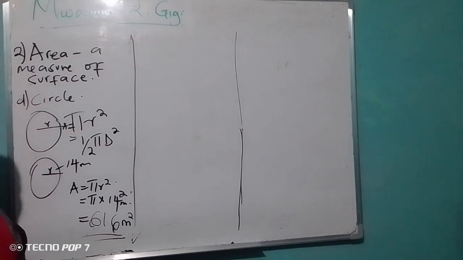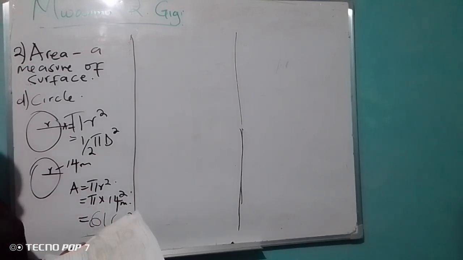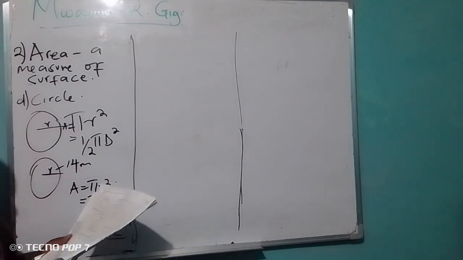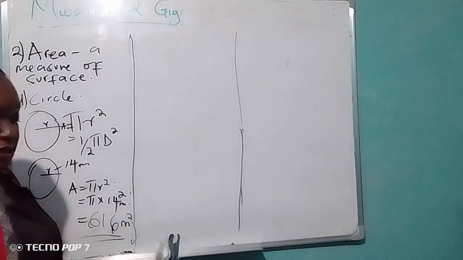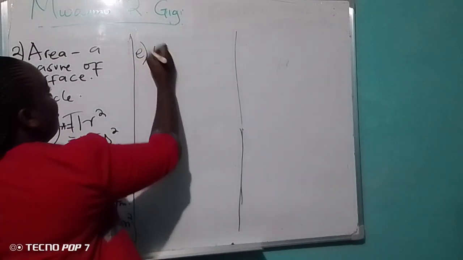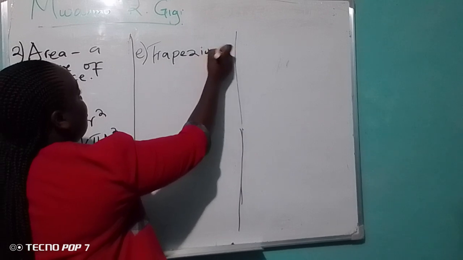Acha nipumzike kiasi, nimechoka. Tutaendelea to find the area of a trapezium, then we find the area of a parallelogram or a rhombus. Trapezium, then wacha nimalize area. Ibaki mbili. D, E ni trapezium.